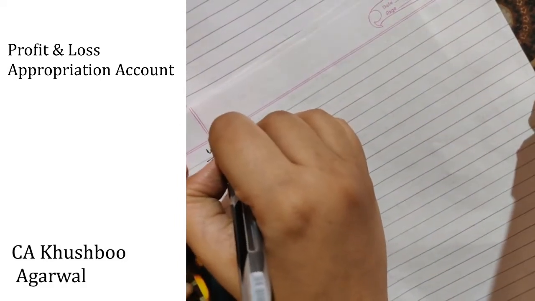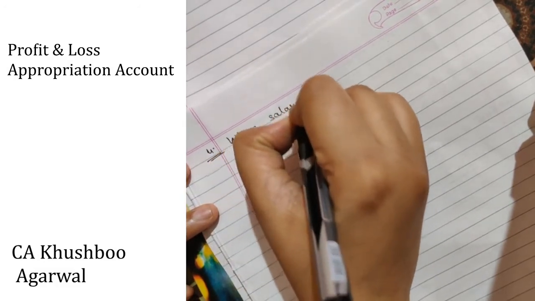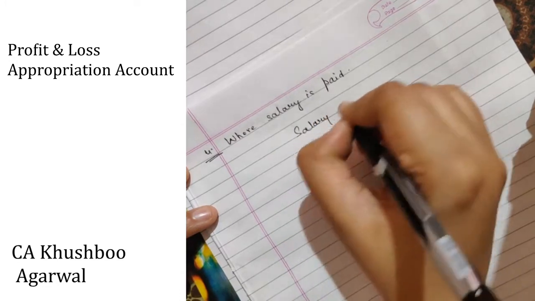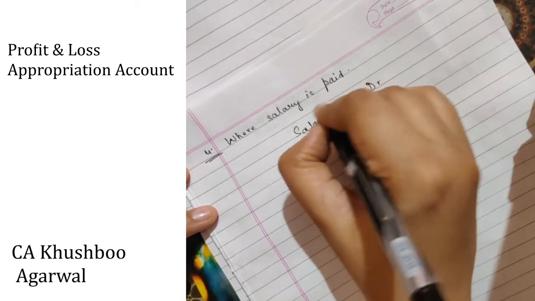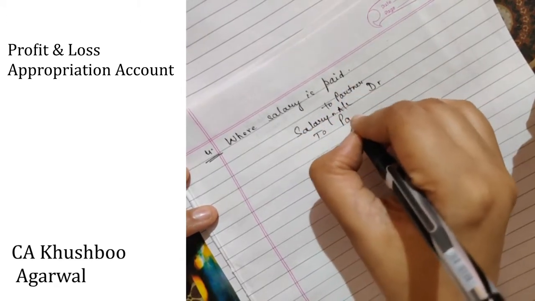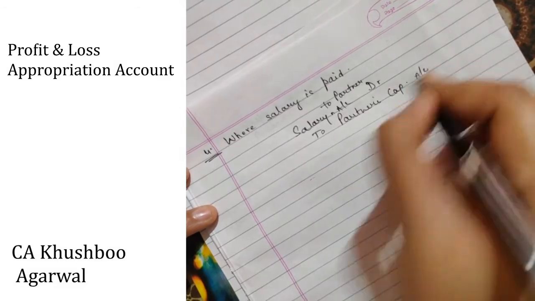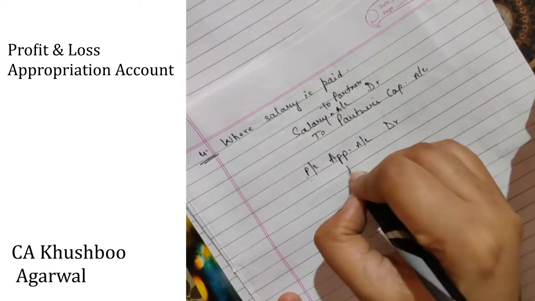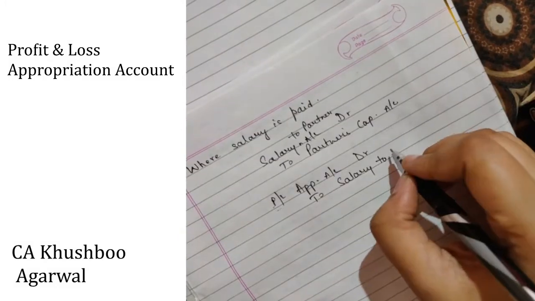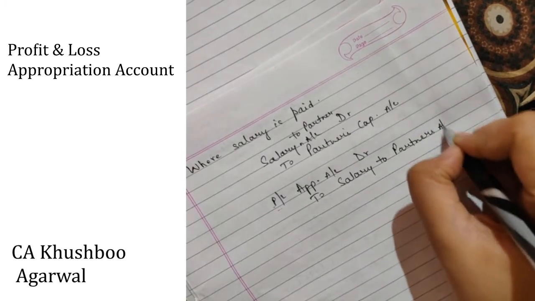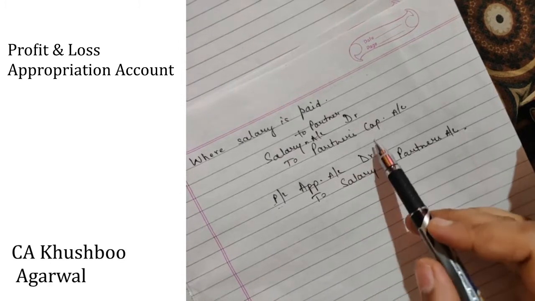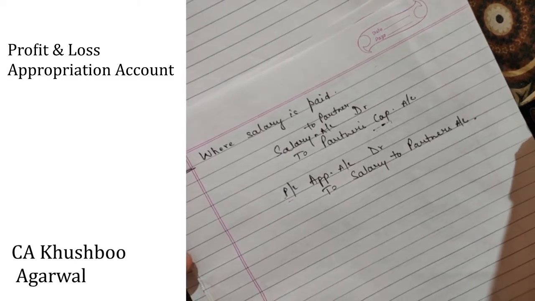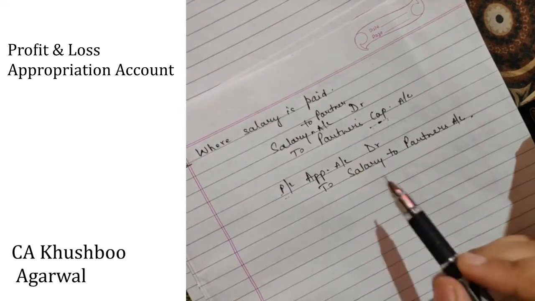Fourth, where salary is paid to the partners, the entry will be salary to partner account debit to partners capital account, and for transfer the entry will be profit and loss appropriation account debit to salary account. In all these cases, wherever we have credited or debited the partner's capital account, if the method of preparation of the capital account is fixed capital method, then the debit or credit will be to partner's current account.